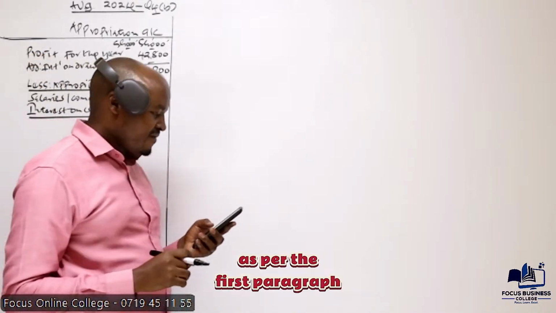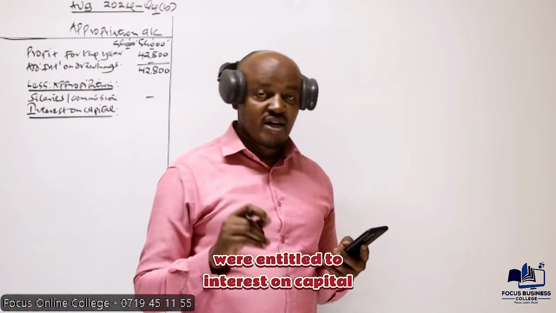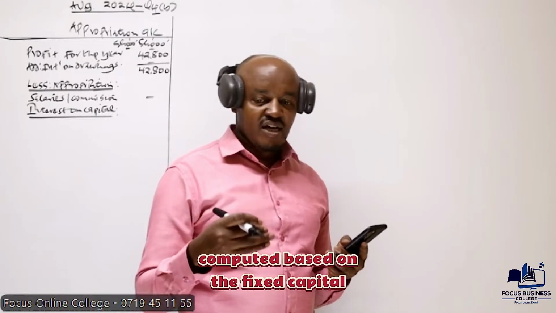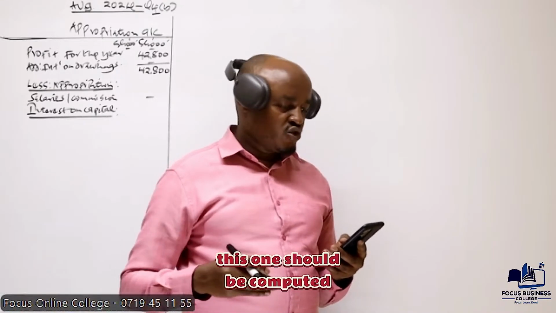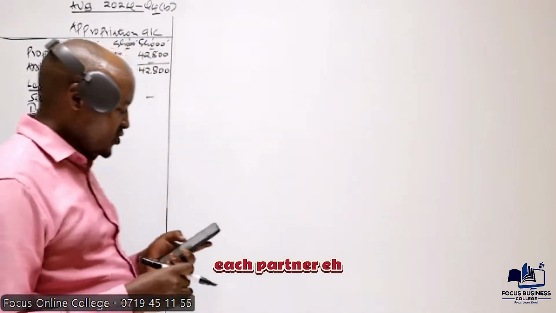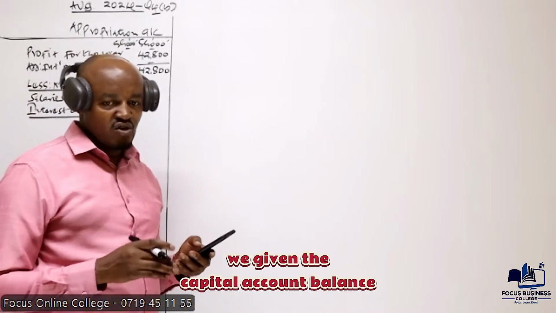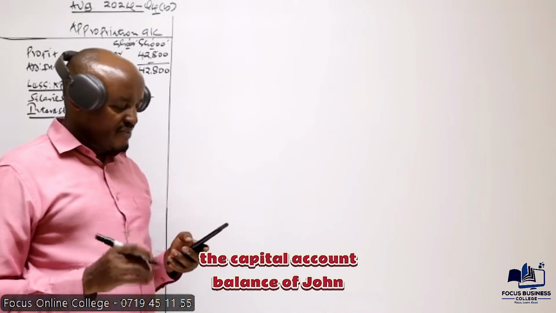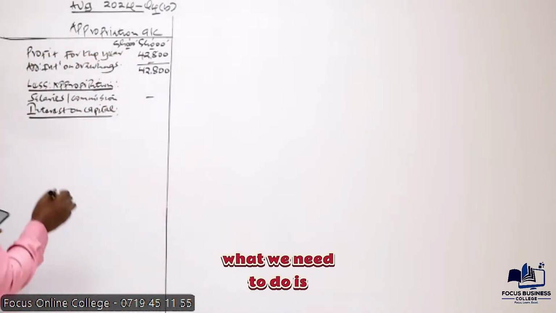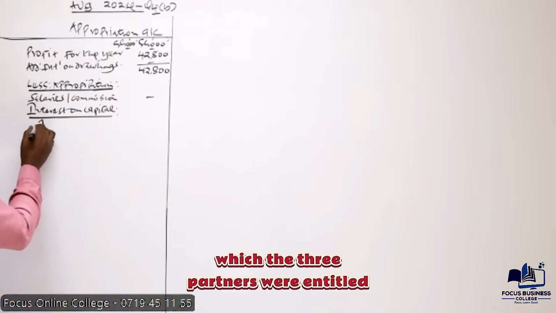As per the first paragraph, we are told the partners were entitled to interest on capital at the rate of 10%, and this one should be computed based on the fixed capital balance. This one should be computed based on the capital contributed by each partner. So if you go back to the trial balance, we're given the capital account balance of each partner, of John, Kelvin, and Renette. So what we need to do is to compute the interest on capital which the 3 partners were entitled to.